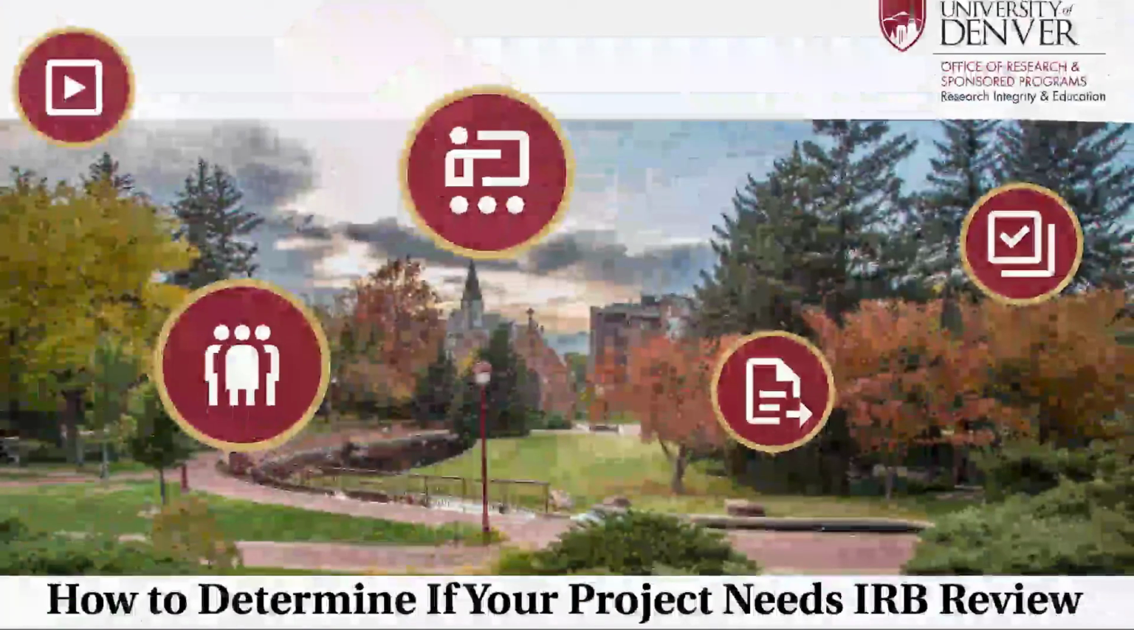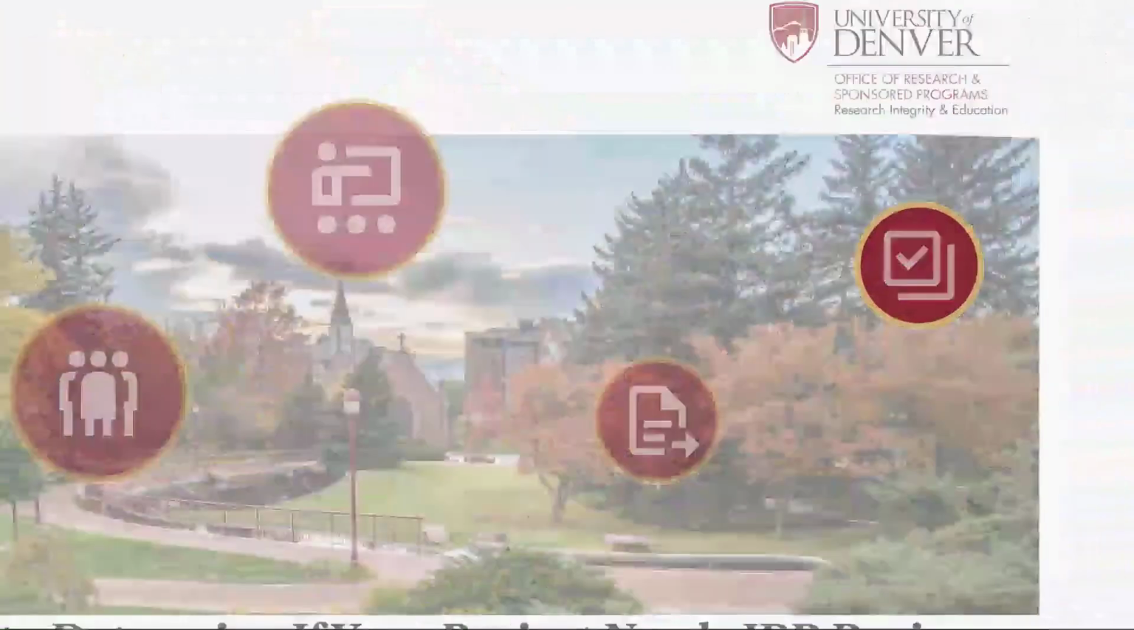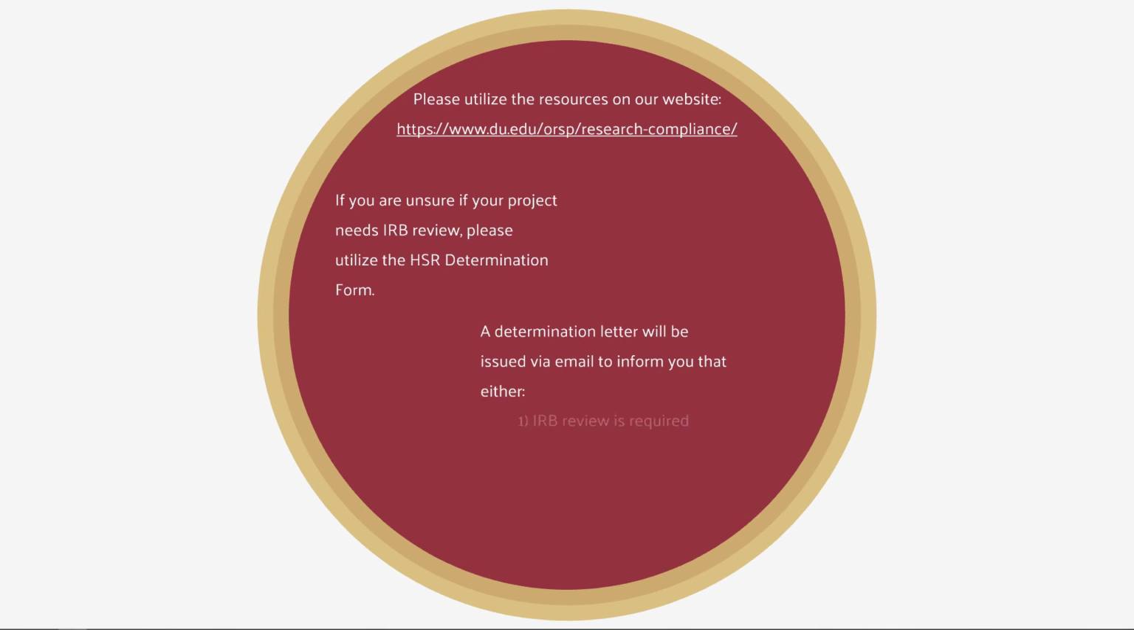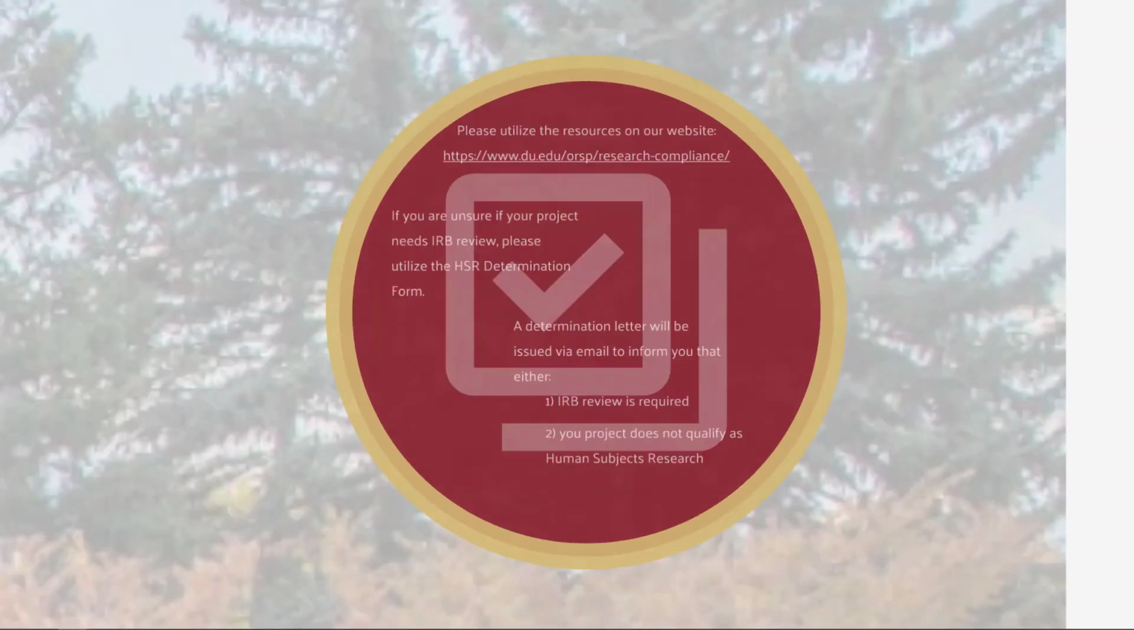To wrap up, let's review the quickest way for you to proceed. First, please utilize the resources available on our website. If you've read through the materials and are still a little unsure, you can utilize the HSR determination form to help you determine if you need IRB review, either through filling out the form or submitting it to our office for review. After our office has reviewed your HSR determination form and any supplemental documentation, a letter will be issued to you via email to indicate whether, 1, your project meets the federally regulated definition of human subjects research and IRB is required, or 2, your project does not meet the definition of human subjects research and no further action will be required on your part.